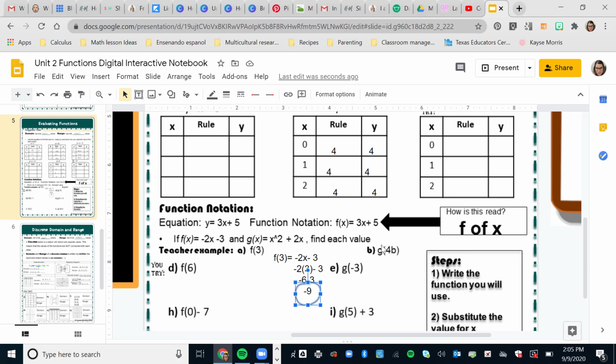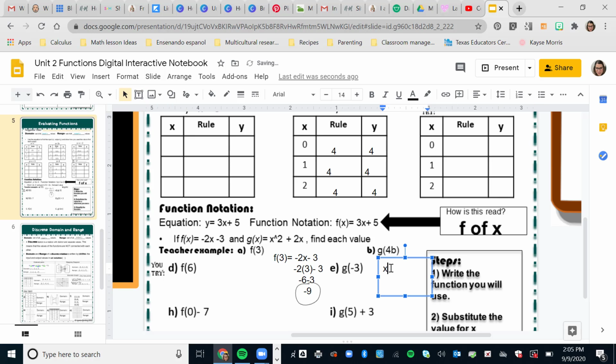So here we have G of 4B. That means I need to write this function down because this is my function G. So I'm going to type this in. That little triangle without the base is just shift 6, and we use that whenever we can't write the squared. So this is an exponent of 2. So x squared plus 2x. I'm just going to put the first part of it too so you can see.